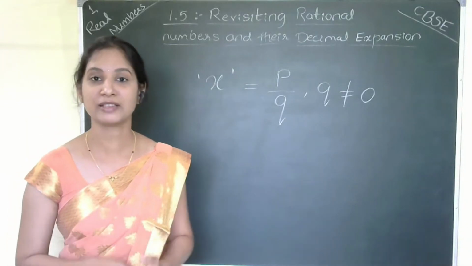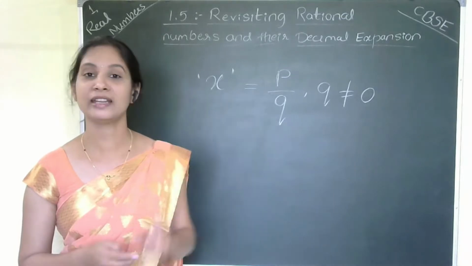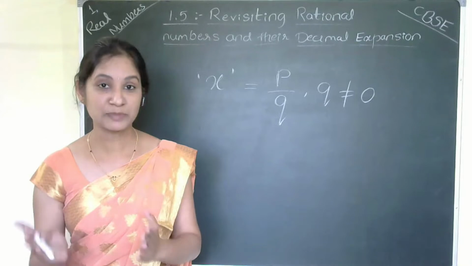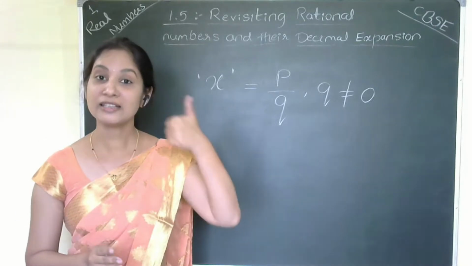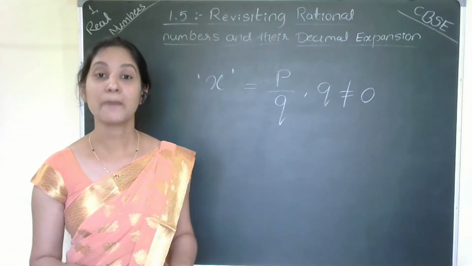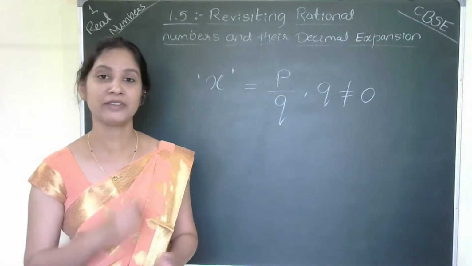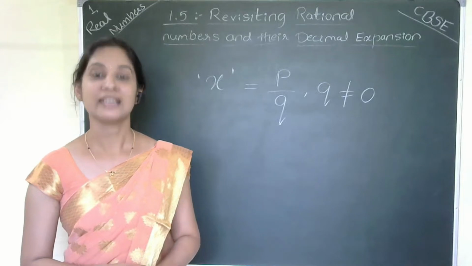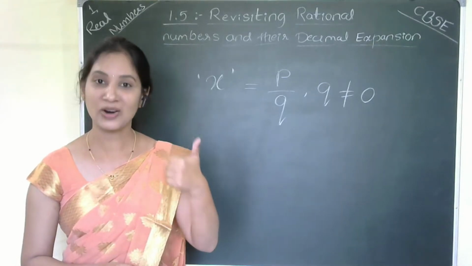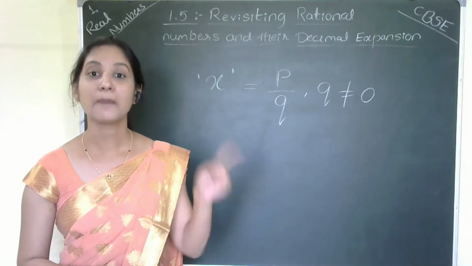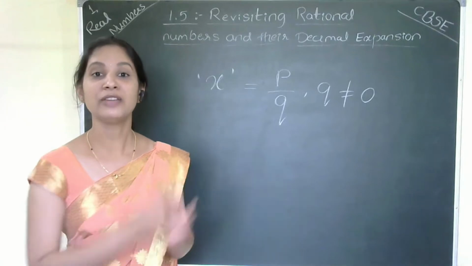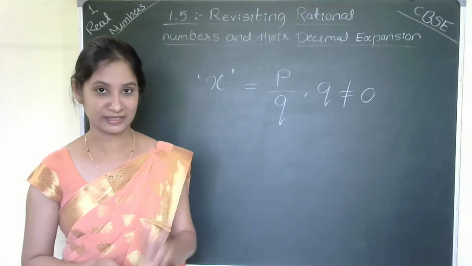And we have also learned two different words regarding rational numbers, that is, its decimal expansion is either terminating or non-terminating but repeating or recurring. We use those two words. Once again I will repeat, either it is terminating or non-terminating but repeating. So in their decimal expansion we can observe two different cases.